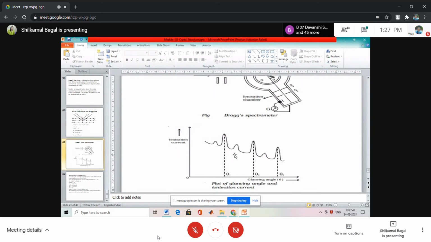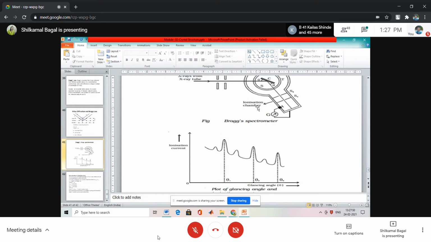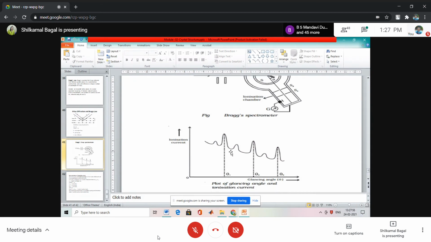So this graph is for the first set of planes. With the rotation of the turntable, there will come the first set of planes, and that is the principal plane 100. Suppose for the 100 plane, the glancing angle for first order diffraction or reflection is theta 1. Then what will happen with further rotation? Again second order maxima will come, third order maxima will come, and after further rotation we will see that the intensity or current through the galvanometer will increase compared to the previous maxima.